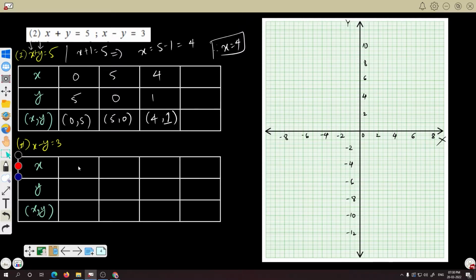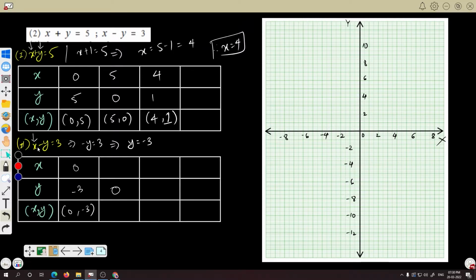Now moving on to the second equation. Again, I can use x as 0 and y as 0. Same logic we will use here. If x is equal to 0, it means minus y is equal to 3, which means y is equal to minus 3. Minus sign has been shifted. So for x as 0, y should be minus 3. Therefore, the coordinates are 0 comma minus 3.